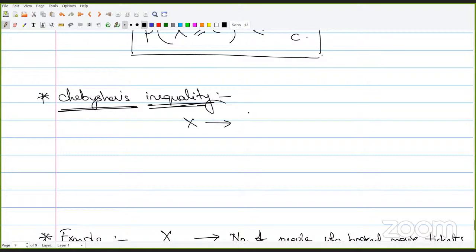So what this actually tells us is, if I have a random variable x which is discrete with finite mean mu and finite variance, also something like sigma square. Then what Chebyshev's inequality tells us is, this is also on probabilities only.